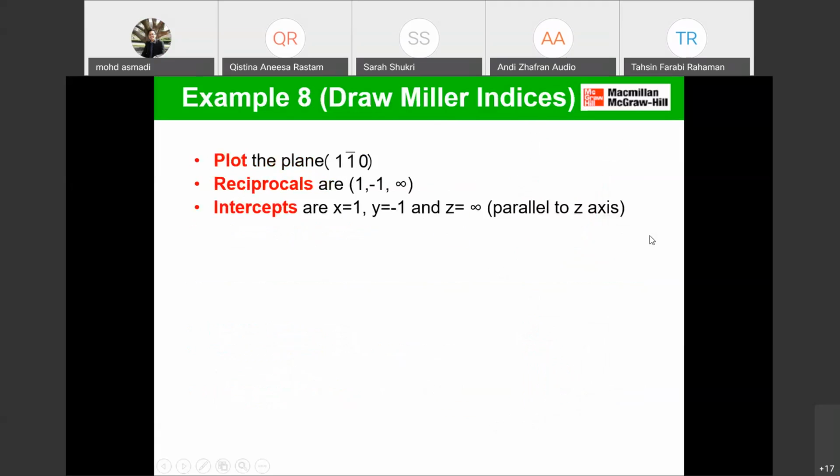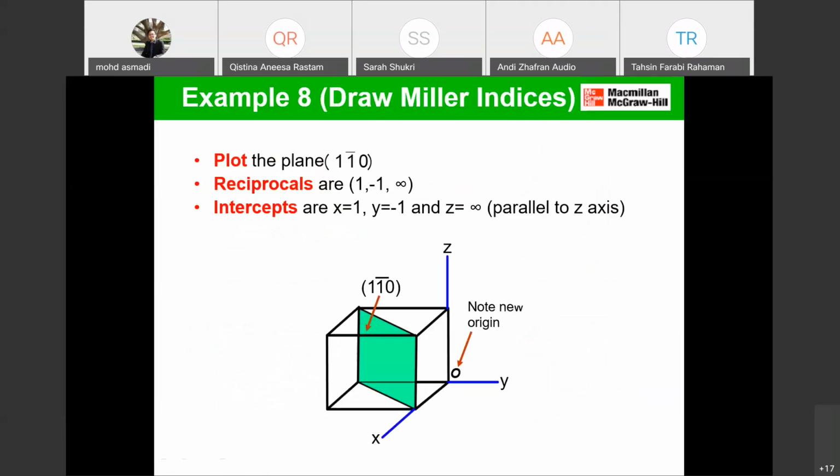So, there's another example. I thought I want to do the tutorial. Okay, so this one is similar. One negative ones, just taking reciprocals. Look at here, z is infinity, so it should be parallel with the z axis. There is now a cross with the z axis.